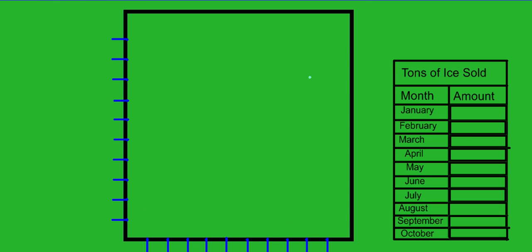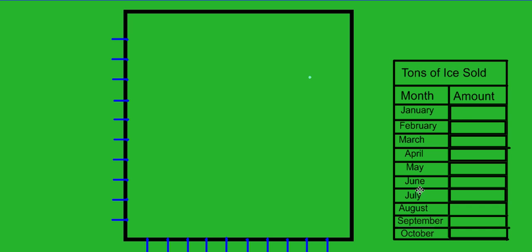Here we have an example. Take out your notebook and let's go ahead and make our own line graph. The first thing that we need to do is decide what our title is going to be for this particular line graph. Okay, so when we look at this, the title, it looks like the chart we're looking at here says tons of ice sold. So we want to go ahead and label that up at the top where we would normally label a title.